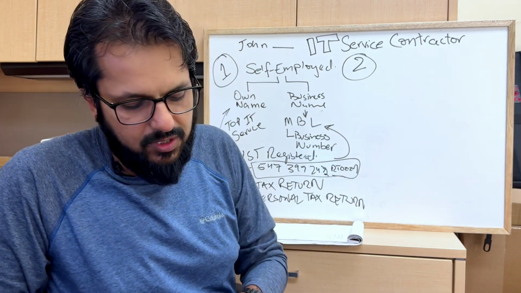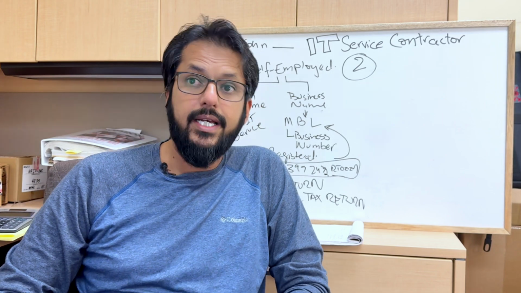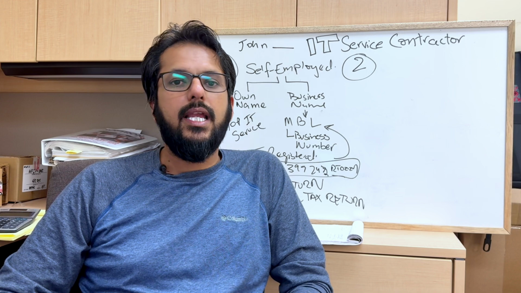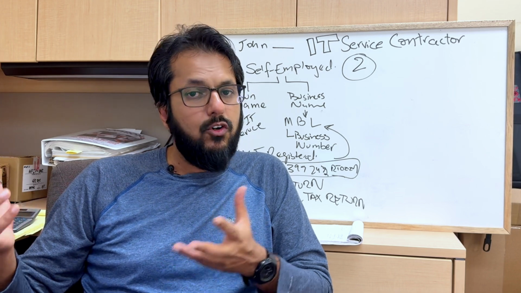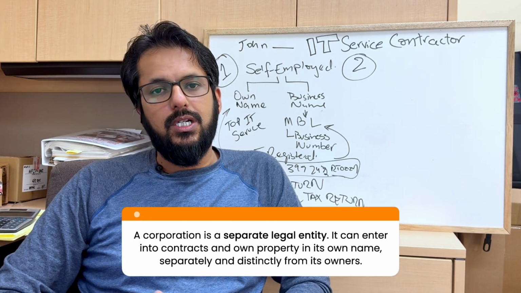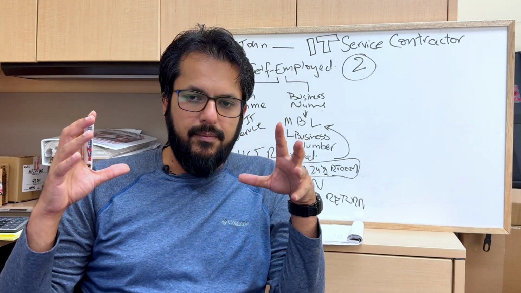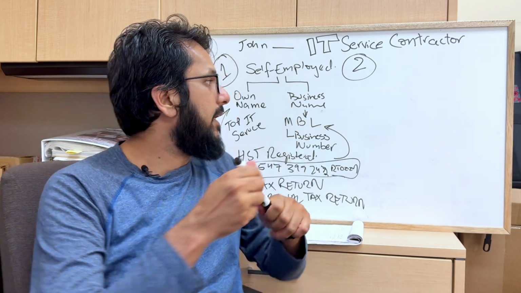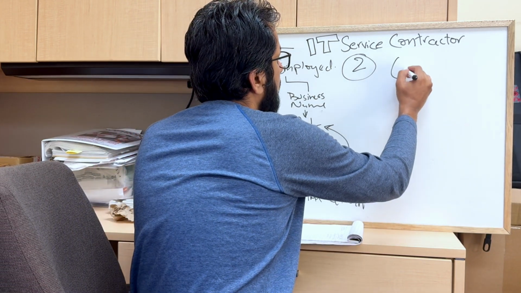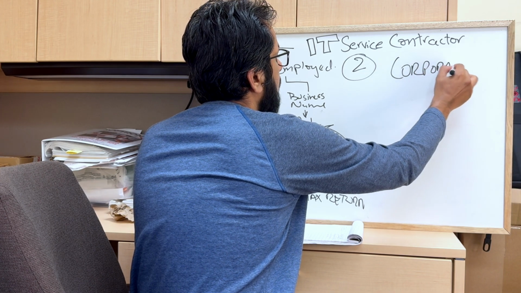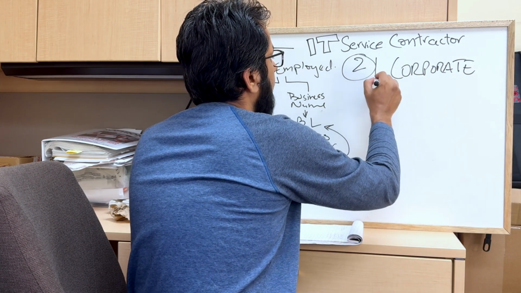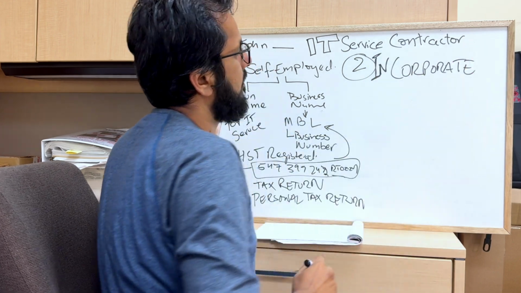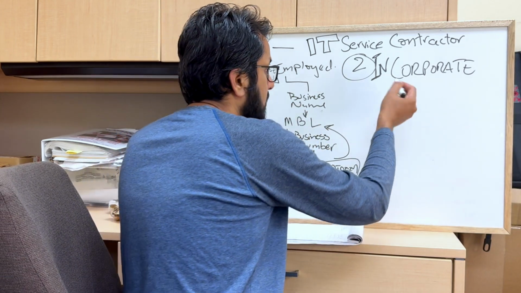For option number 2, I would say, hey John, the second option that you have is that you can incorporate. When I say incorporate, it means that John can create a corporation, and he's going to do that business under the corporation name. So I'm going to write incorporate. Which means that he's going to have to register a corporation.